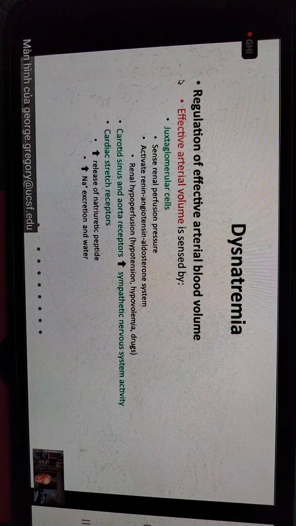Okay. So the effective arterial volume is sensed by the juxtaglomerular cells, which as we all know is part of the kidney.